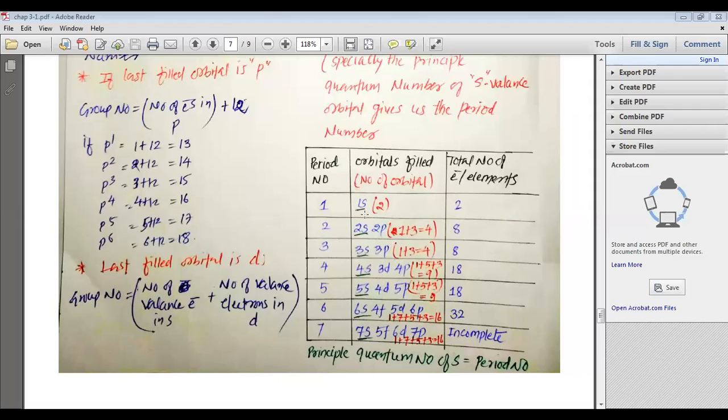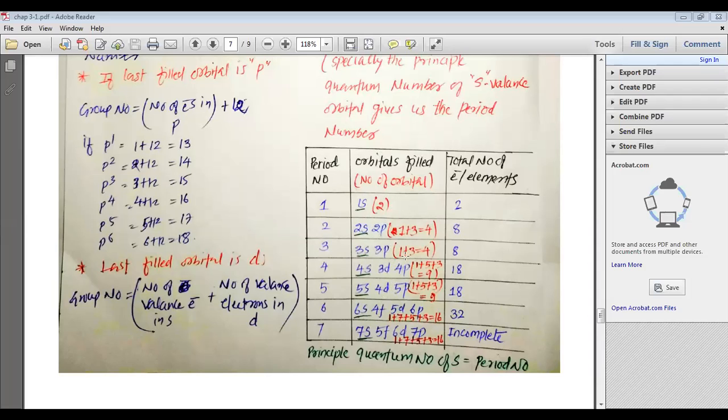At the same time, we can come to know how many orbitals are present in each subshell. So in p we have 3, in f we have 7, and in d we have 5 orbitals. So in 1s we can fill a maximum of 2 electrons. In 2s and 2p we have in 2s 1 and in 2p 3, so a total of 4 orbitals. So the total number of electrons that we can fill is 8.